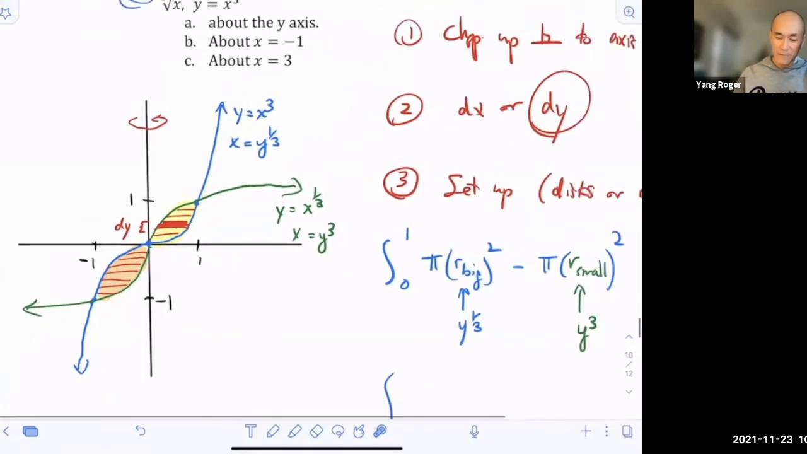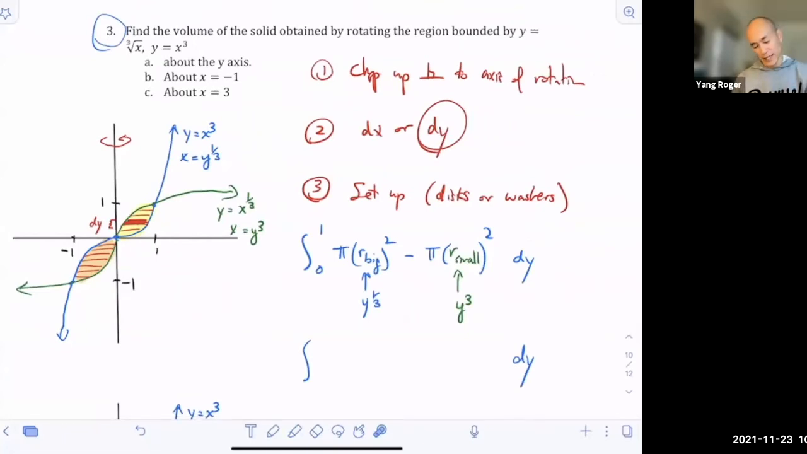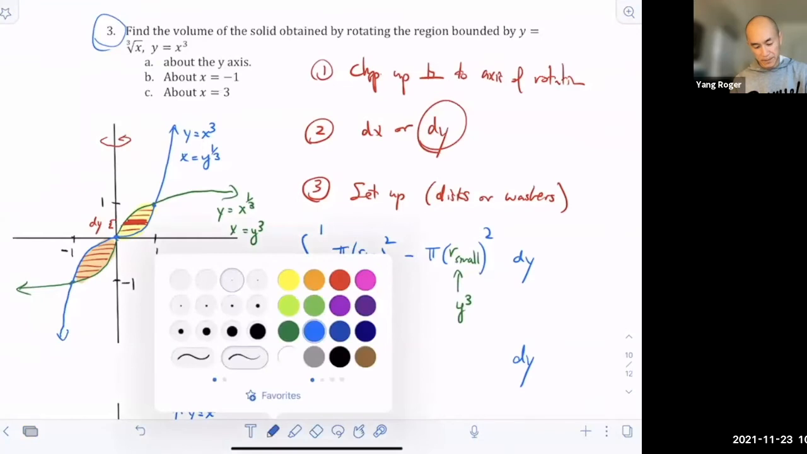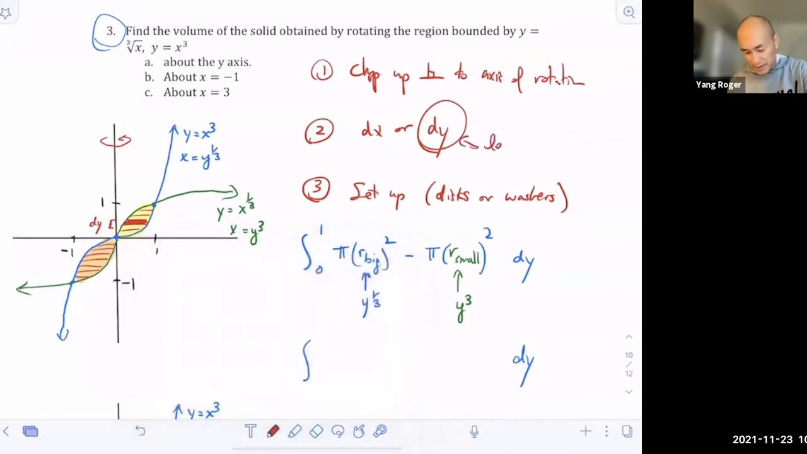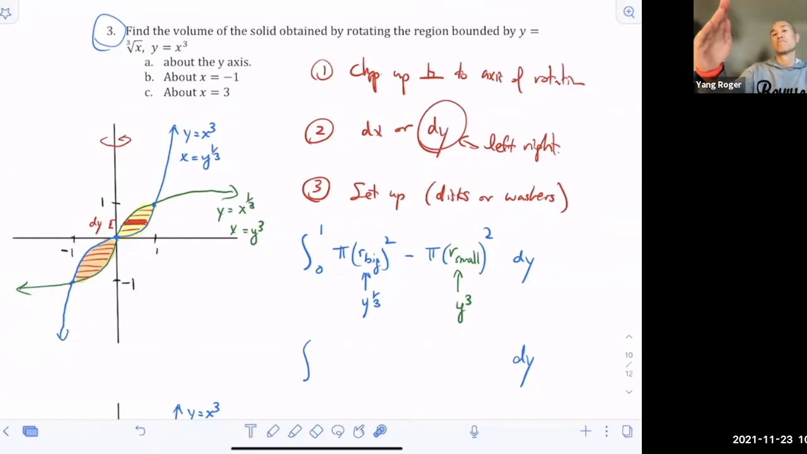So this is why I teach it this way, to be honest. You've got to figure out if it's a dy situation or a dx situation. And when you're in a dy situation, that means you're looking at it as left right, whereas dx would be up down. So I try to always explain it in these 3 steps. First, chop it up, then figure out your variable of integration, and that's going to tell you if it's left, right, or up, down.